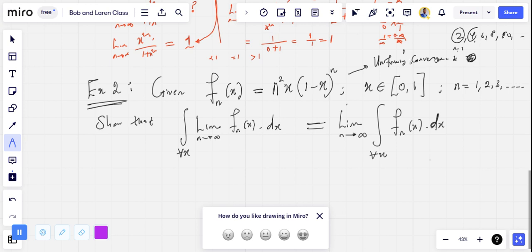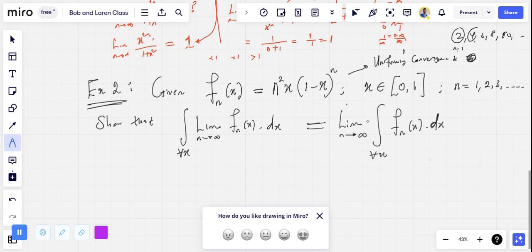Uniform convergence is what I'm going to explain after this example. We still have two more examples to go. After example 2, I still have example 3 and example 4. In fact, I have up to 5. So I'll make sure I explain everything completely. That's why I'm taking this step by step.